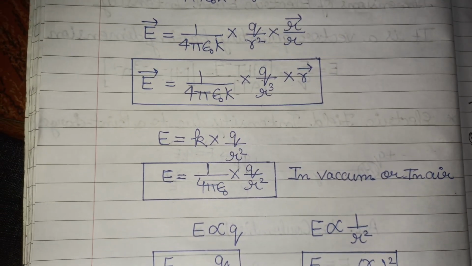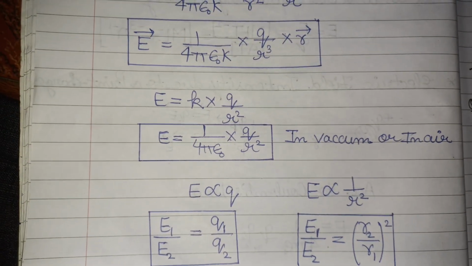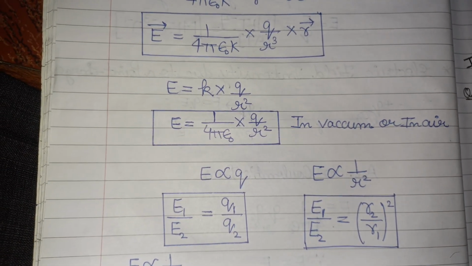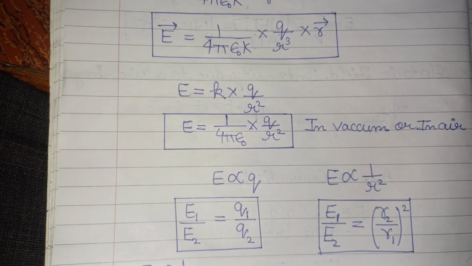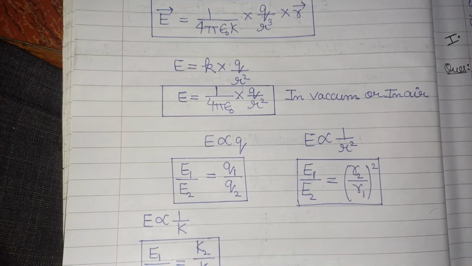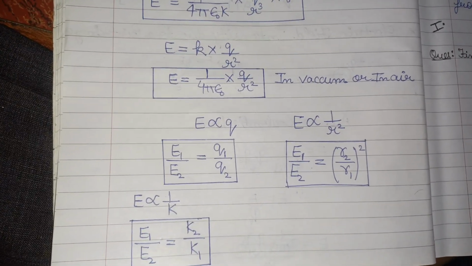So E is directly proportional to Q and inversely proportional to 1 by r square. If we are solving numericals, E1 upon E2 is equal to Q1 upon Q2, and E1 upon E2 is equal to R2 upon R1 whole square. E is inversely proportional to K, so E1 upon E2 is equal to K2 upon K1.